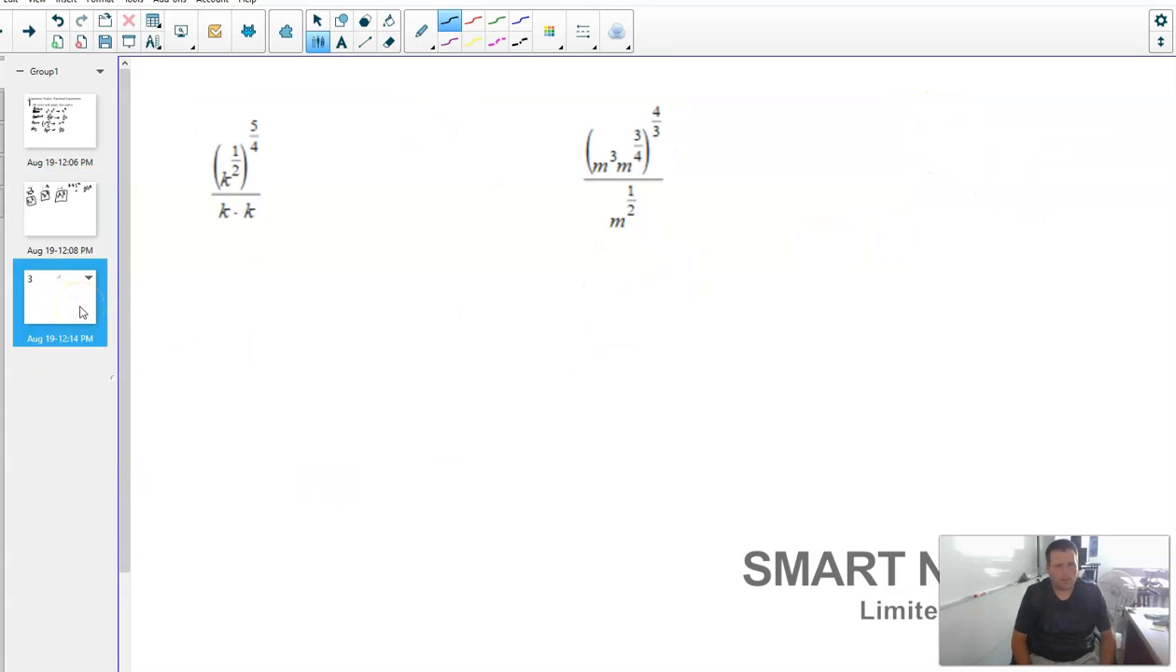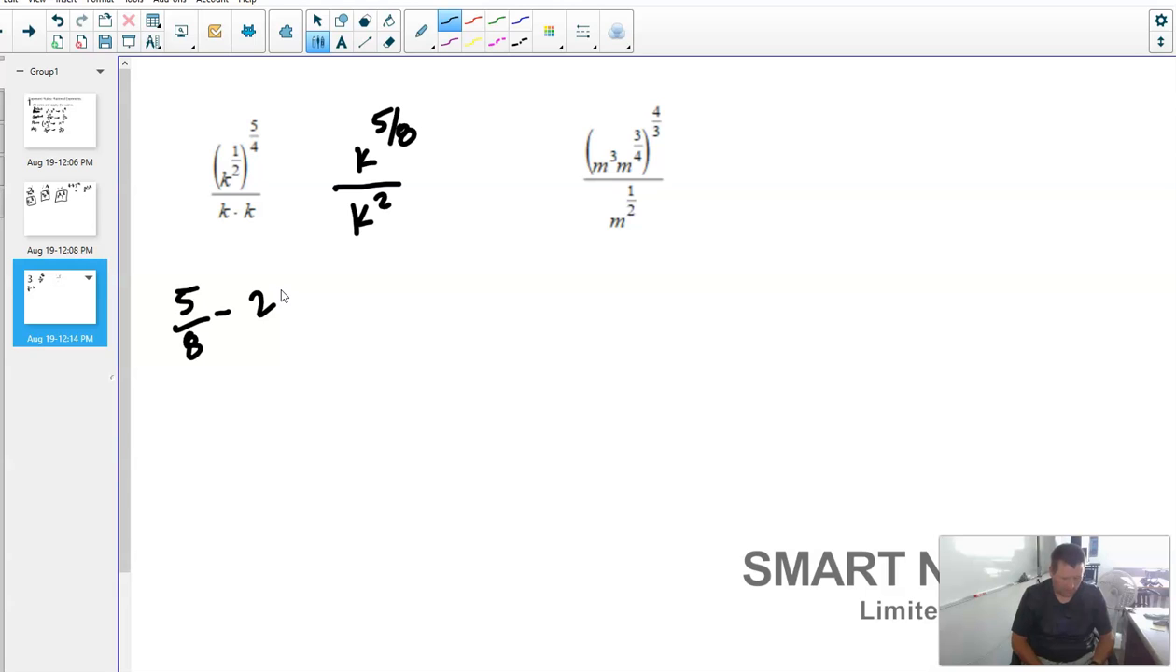So we've got a couple more that are a little more complicated and add a couple steps. This one has the product, quotient and power rule. So I'm going to do my product and my quotient first. And so my numerator, I'm just going to multiply. That'll be 5/8, so it'll be k to the 5/8. And then I've got k times k, which is k squared. And then I'm going to subtract. So I'm subtracting 5/8 minus 2 in this case.